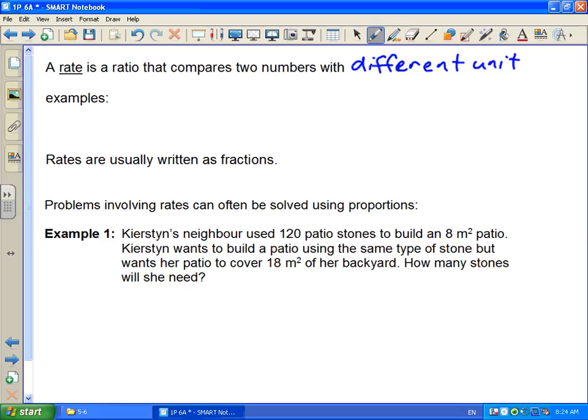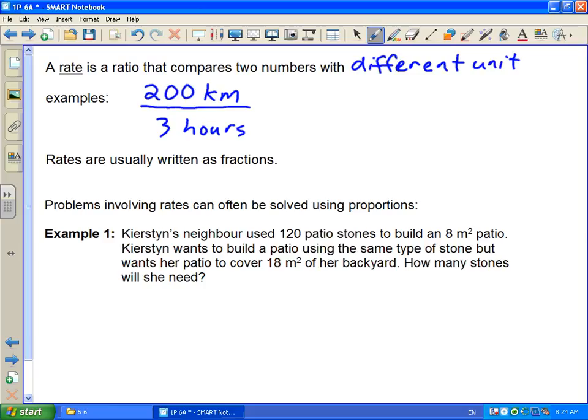So for example, we might have something like 200 kilometers in 3 hours. So somebody's driving in the car, they go 200 kilometers in 3 hours. We're comparing these two numbers, 200 and 3, but the units are different. We're comparing kilometers to hours. This makes it a rate, not a ratio.